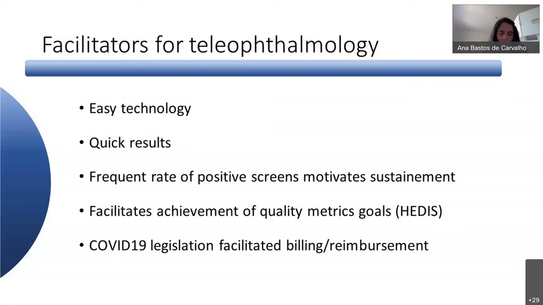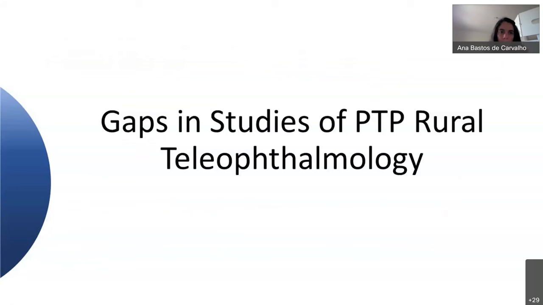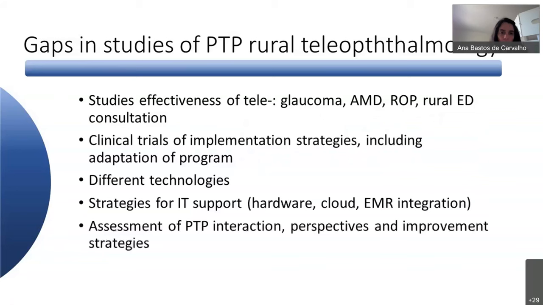Next slide, please. So currently, what are the gaps that exist in studies of provider-to-provider rural teleophthalmology? Next slide, please. So I've mentioned several of these already. Some are methodological weaknesses that we already mentioned, and others are actually gaps that have never been looked at and that we need to start looking at or are already being looked at by some of the groups that I mentioned before, including my own, but haven't been published yet.